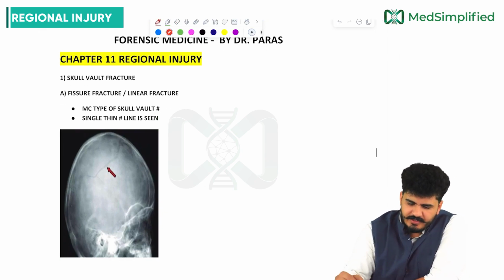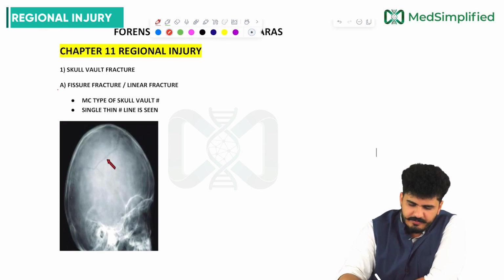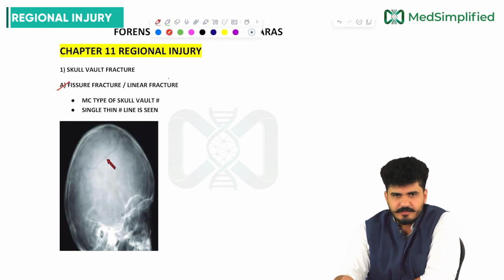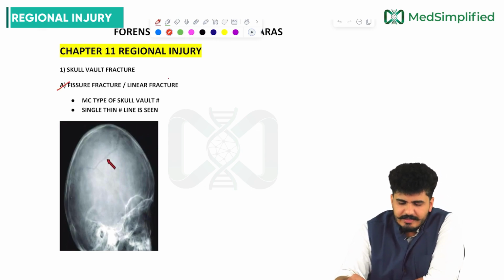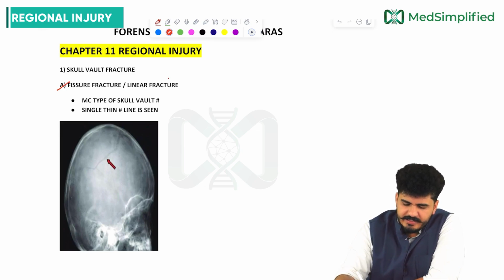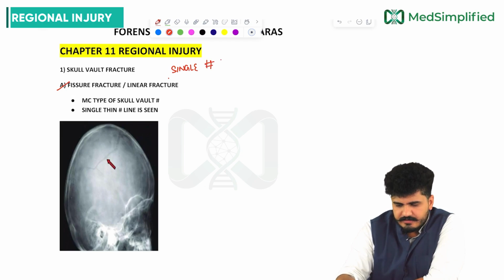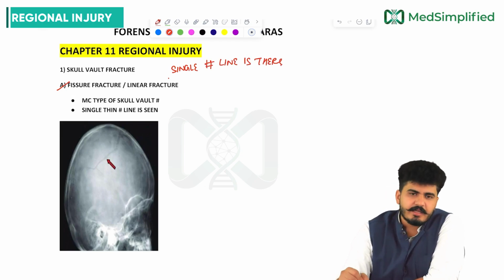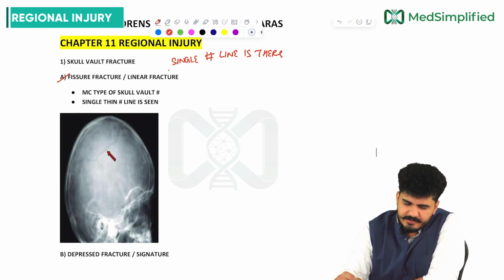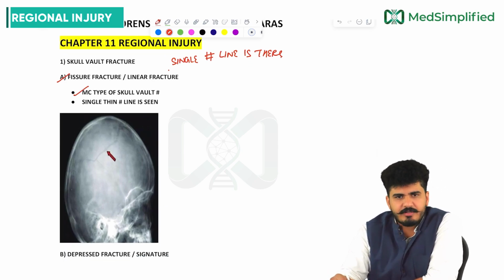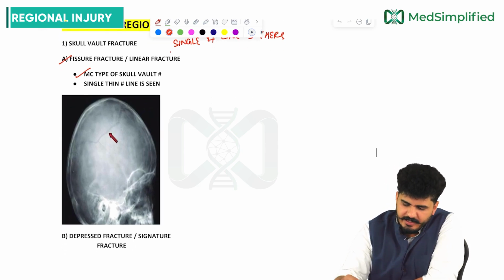In skull vault fracture, number one is the fissure fracture or linear fracture. The name itself is telling you linear, that means a single fracture line is there. This is the most common type of skull vault fracture. A single thin line is seen.